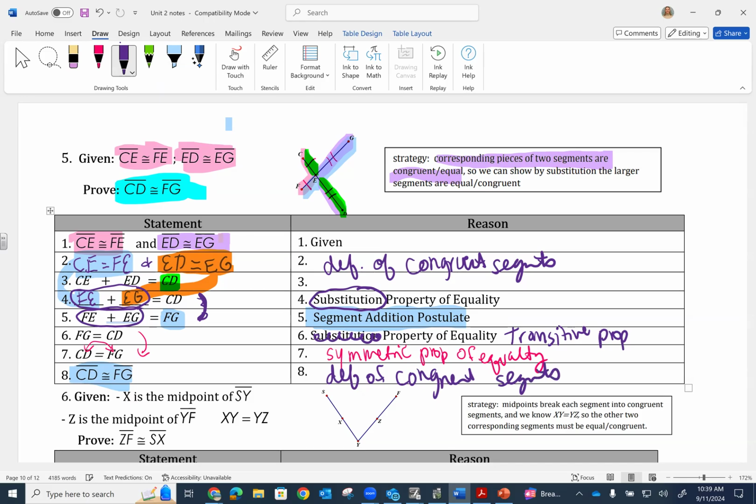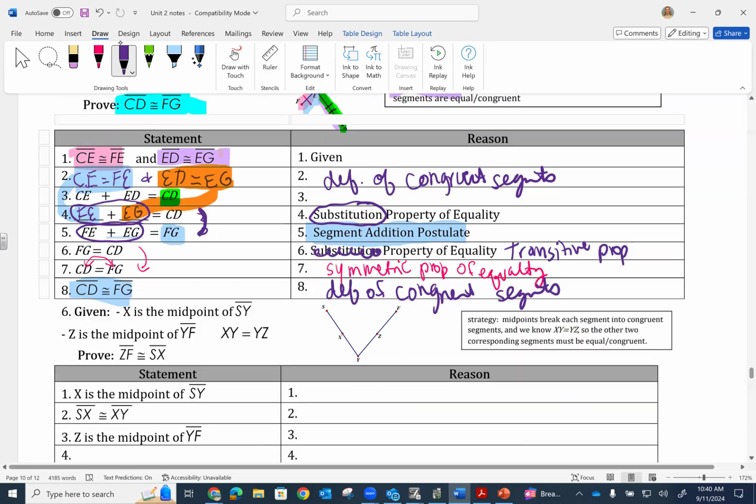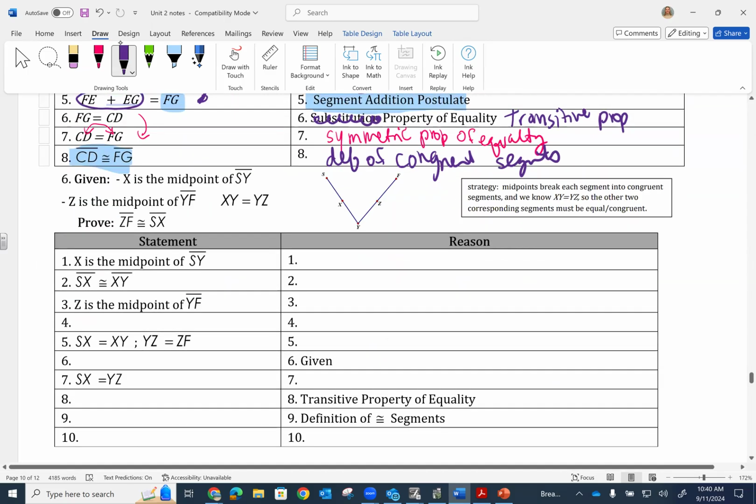If two segments are equal in length, we know that we can say they're congruent and vice versa. Equal length means that they will be congruent. So we will use the definition of congruent segments to say that they're equal in length and congruent. We'll do that also with angles, the definition of congruent angles, if they're congruent or equal. Okay, so let's try number 2.